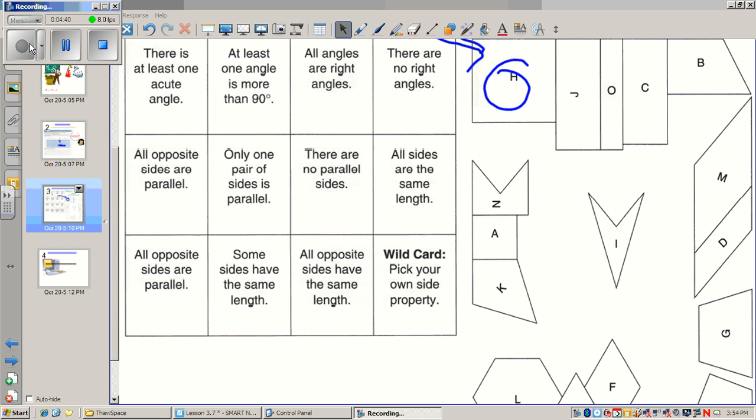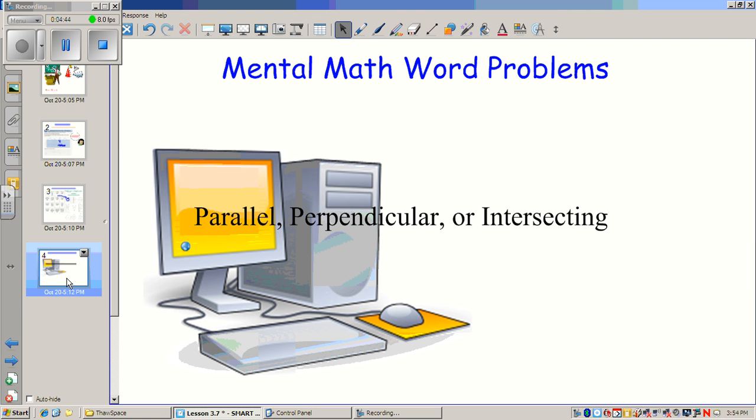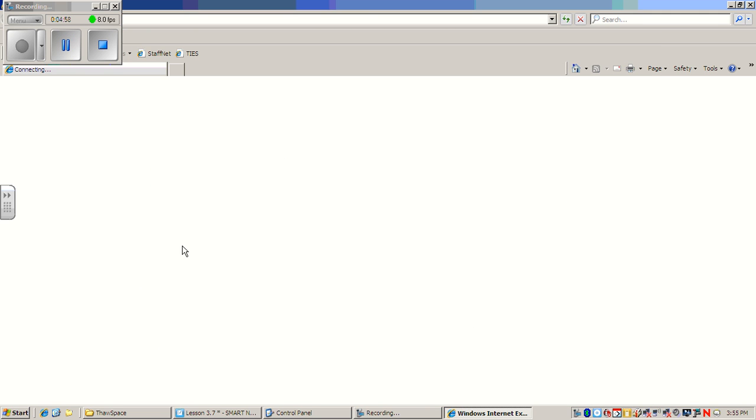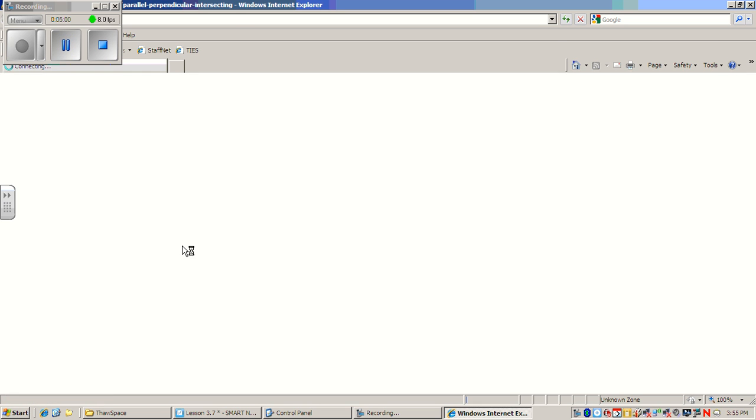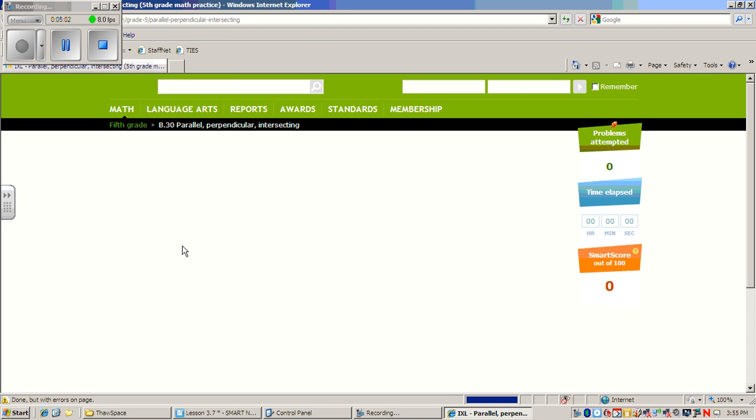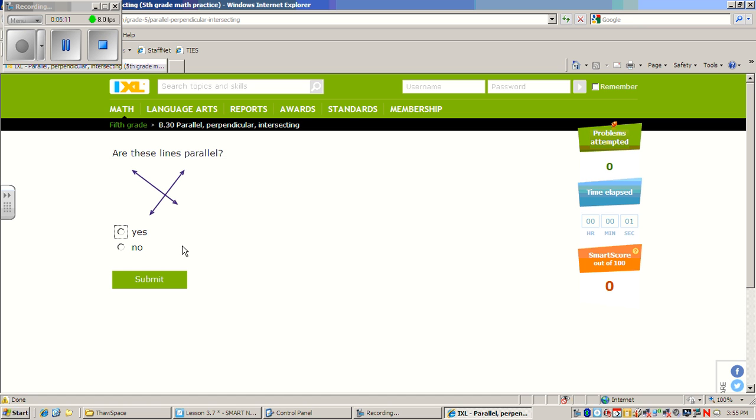Okay, so moving on, we're going to do a little practice with parallel, perpendicular, or intersecting. And those are words that you should know. Parallel and what parallel means, or perpendicular, or intersecting. So let's do a little practice with that right now. And we're going to wait. IXL is loading. Hopefully you're doing some practicing with IXL. It's such a great resource, and you can do it for 15 minutes every day. So it is a great thing to use. So as it's loading, be thinking about what the definitions are.